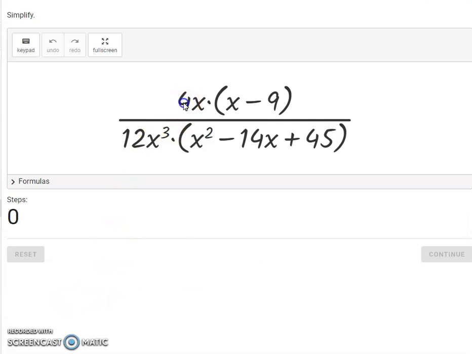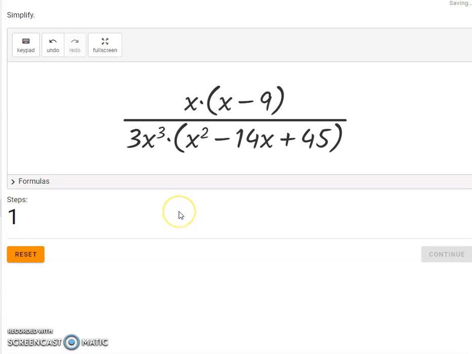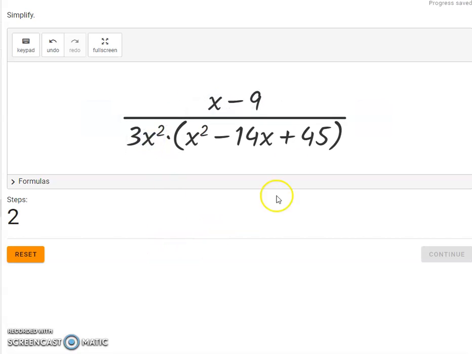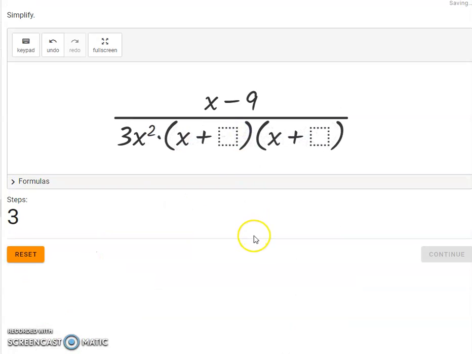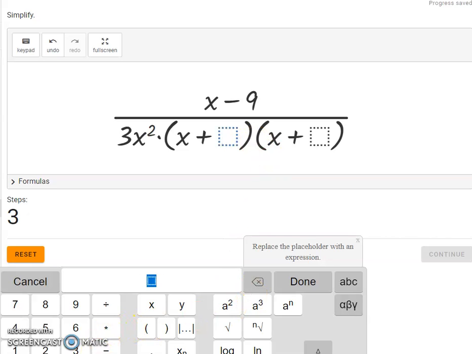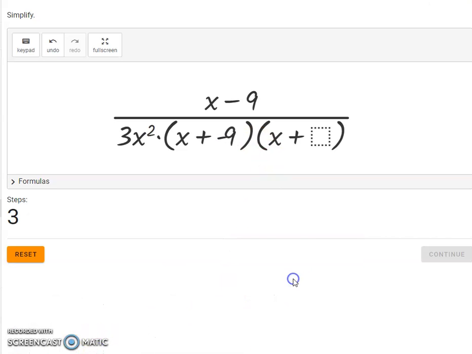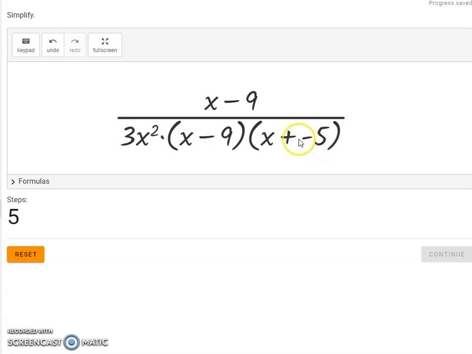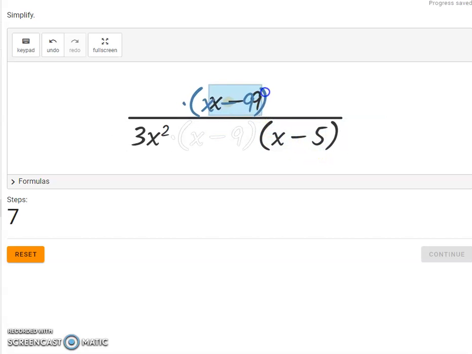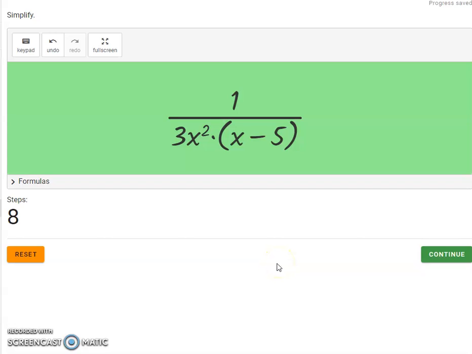All right, so in this one here, I can do 4 over 12, which would be 1/3. And for the x, I put the x in the denominator, subtract the exponents, and get x squared. You can factor this, and hopefully again there's a factor of x minus 9, which there is. So x minus 9 and x minus 5. So this is going to be a value of 1. So the final answer is 1 over 3x squared times the quantity x minus 5.